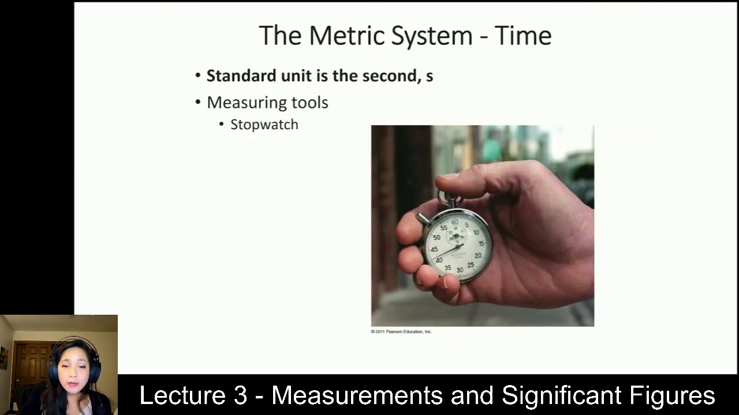The last type of measurement you may take in lab is time. Thankfully, the metric unit for time is the same as what we use now, and the standard unit is the second. You may use some type of measuring tool to measure time, and that might be a stopwatch or a stopwatch app on your phone.